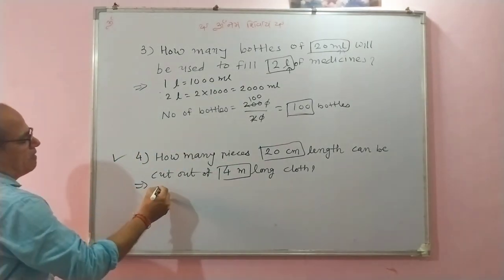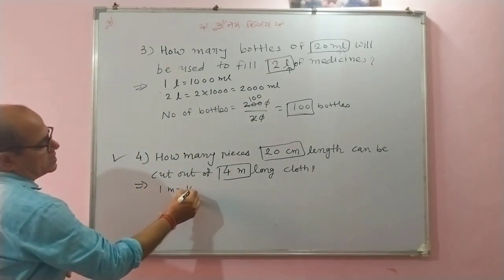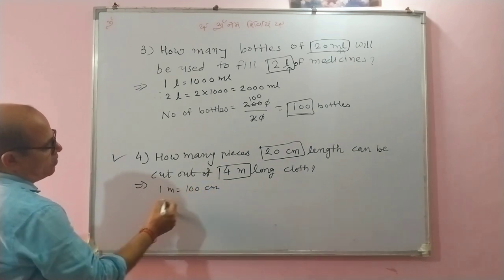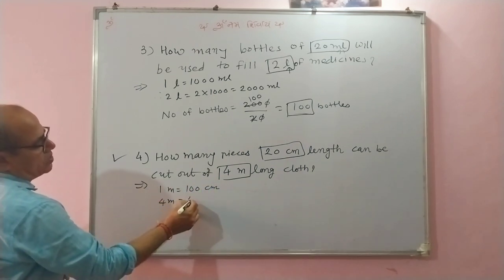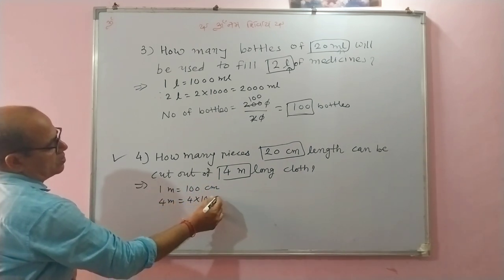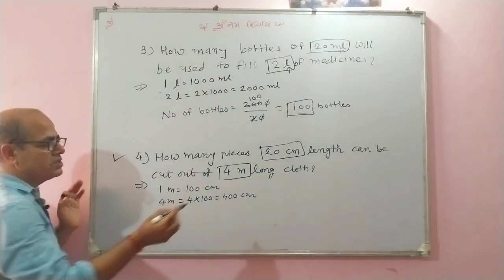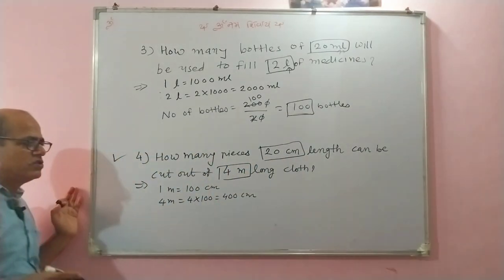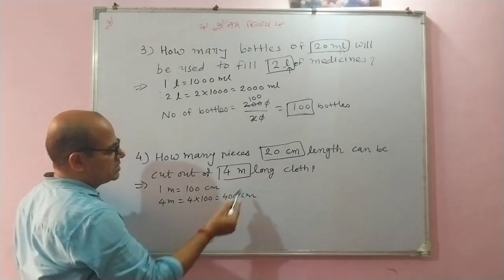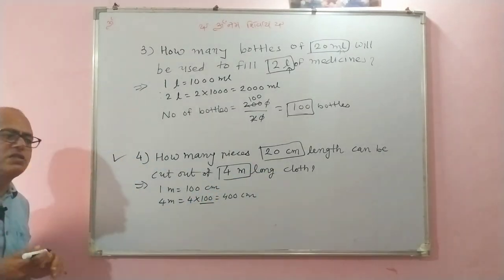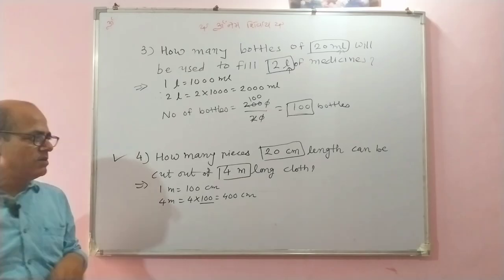So same way, 1 meter is equal to 100 centimeter. Now 4 meter is equal to 4 into 100, which is equal to 400 centimeter, right? Because both the units should be the same, to make the same units we have multiplied by 100, because 1 meter is equal to 100 centimeter.